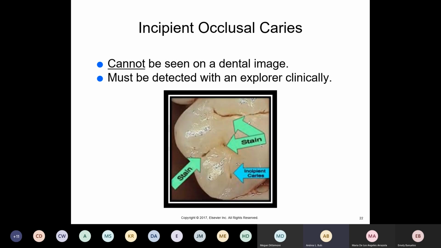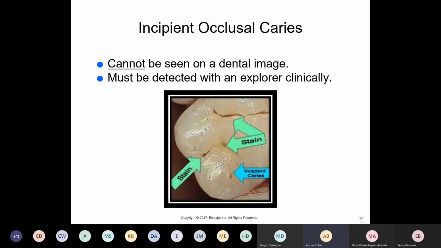If we look at this image, you see these stained areas that the arrows are pointing to, and then this little incipient caries that it's pointing to. Just looking at that tooth, you would not know that one little spot over here is actually the start of decay, and these are not worrisome at all. They're just stained.